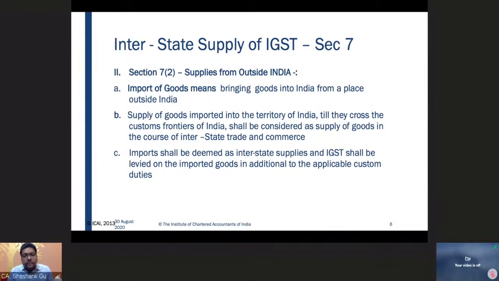So basically, whenever we make any imports into India, the duties that are typically applicable are, first of all, basic customs duty. Generally, the basic customs duty is 10%. Then over and above that, there is IGST, that is Integrated Goods and Services Tax.